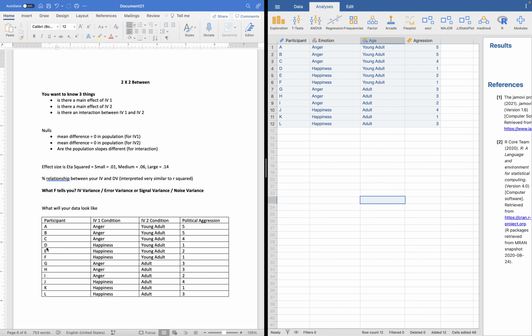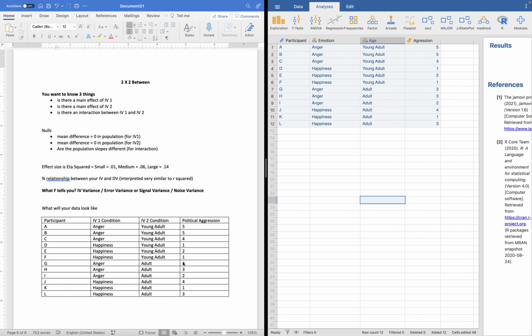Right? Let's choose another one. Participant D was in the happiness condition. They're a young adult. Political aggression 1. Participant G is in the anger condition. Old adult like me. Political aggression 3. Right?